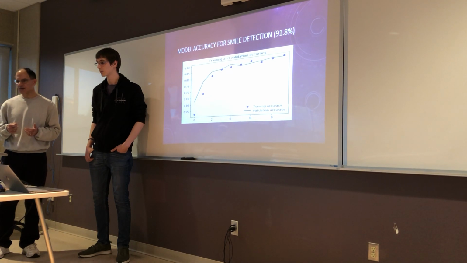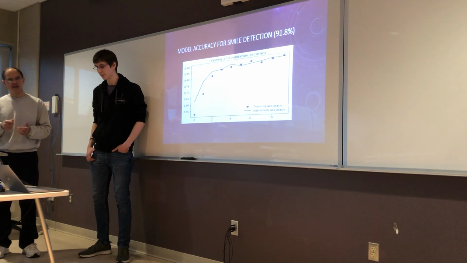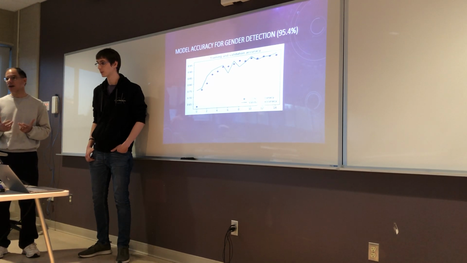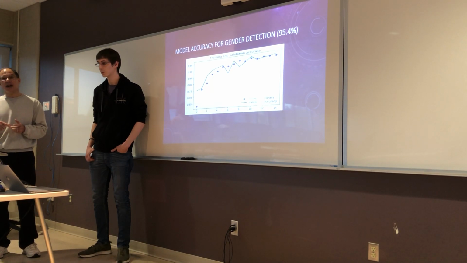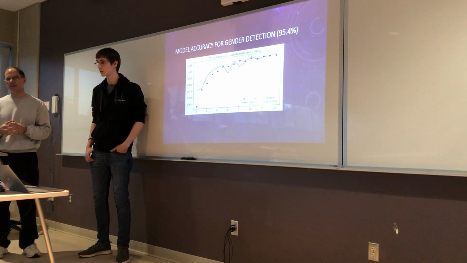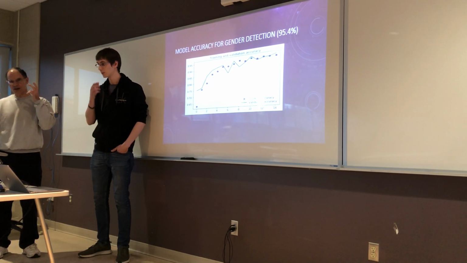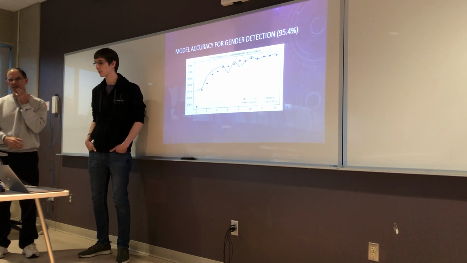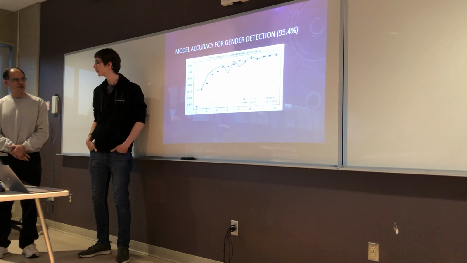What we found, though, was that for detecting gender, because there are more features to it than for a smile, we were able to get much higher accuracy, up to 95%. Gender was higher because there are more indicators in a face, like long hair, as opposed to just looking at the lips. There are different features, so we got better accuracy.